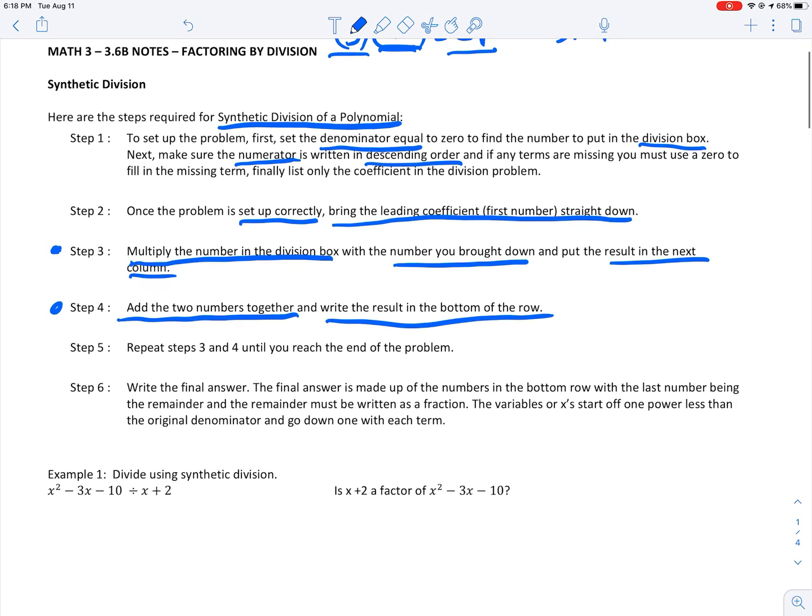To write your final answer, the final answer is made up of the numbers at the bottom of the row, the last number being the remainder. The remainder must be written as a fraction. The variables of x start off 1 power less than the original numerator. So let's see what it means. We're going to do division.